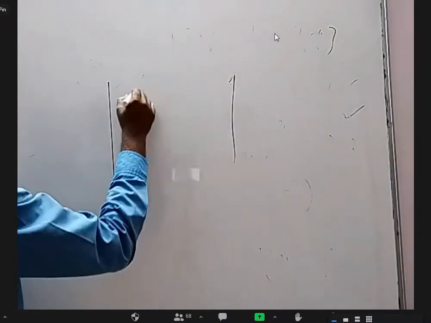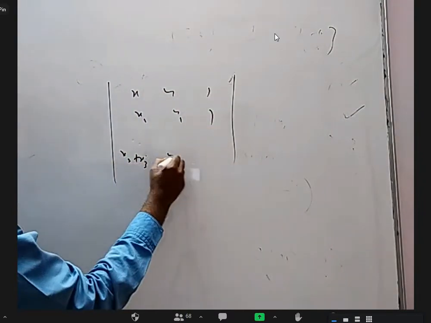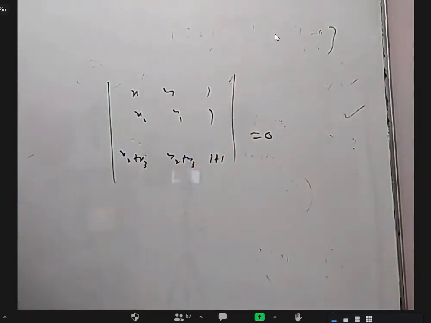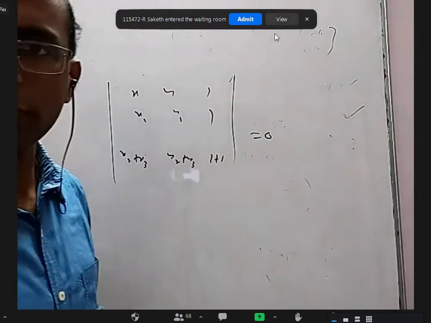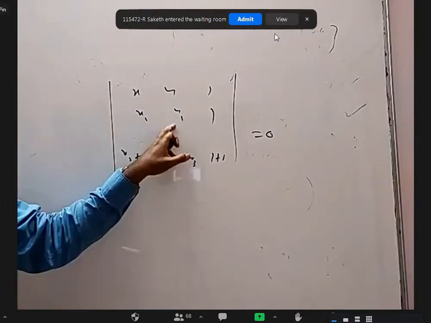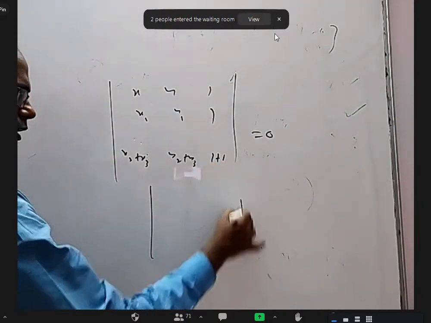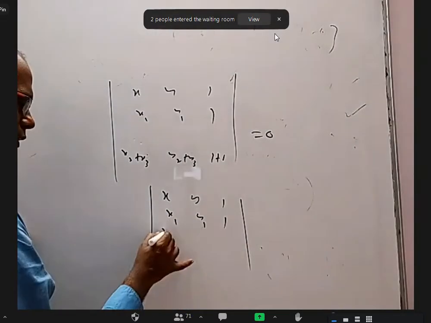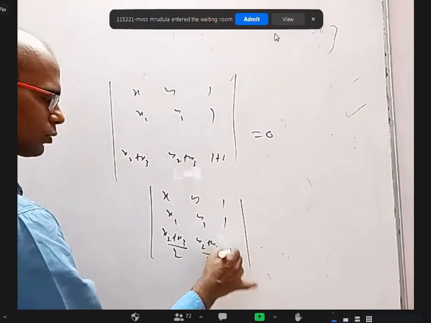Okay. So x, y, 1, x1, y1, 1, but here you will get x2 plus x3, y2 plus y3, 1 plus 1, equal to 0. This is why I added 2 determinants. It is not like adding matrices. If I'm adding matrices, I should write 2x here, 2y here, 2 here. Here 2x1, 2y1. And anyway, this is 2, you can take common. You will get x, y, 1, x1, y1, 1, (x2 plus x3)/2, (y2 plus y3)/2, 1, 2 common equal to 0.